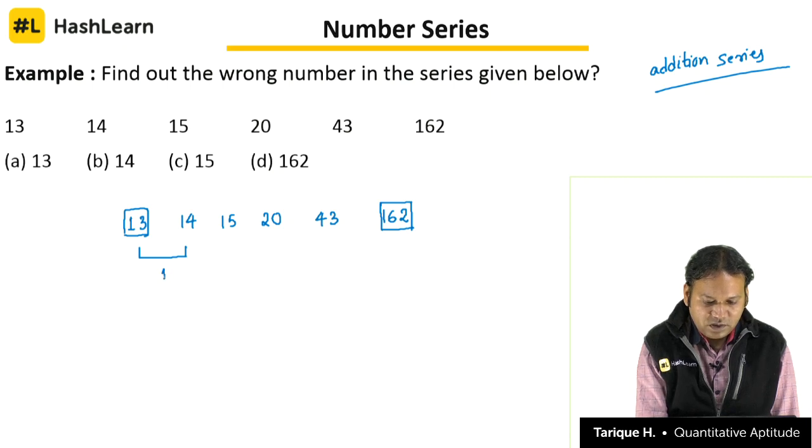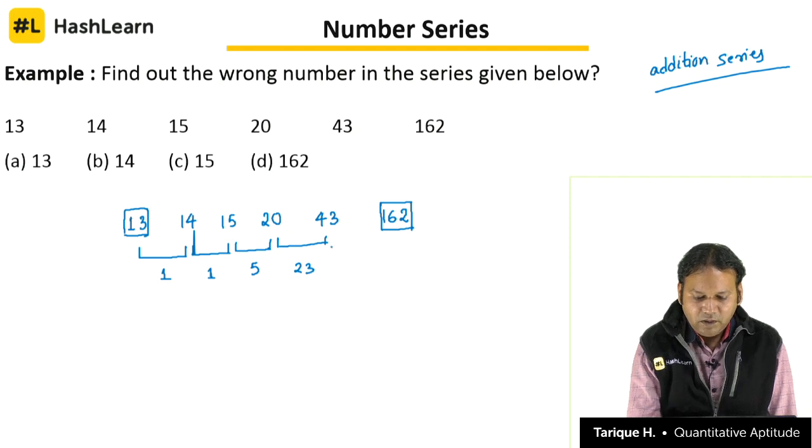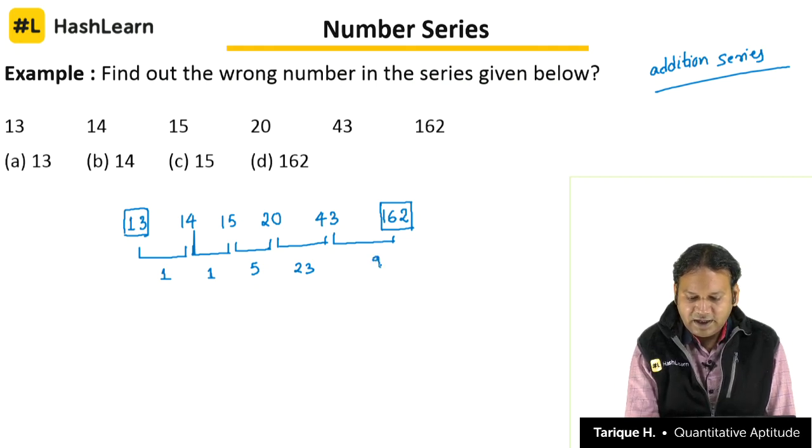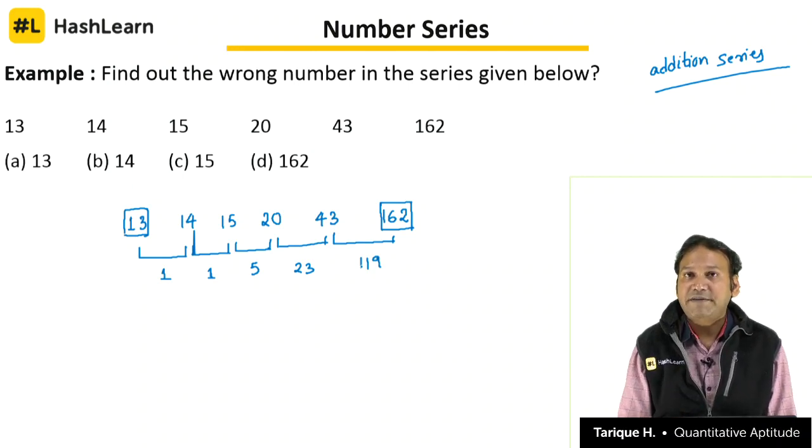13 and 14, the difference is 1. 14 and 15, also the difference is 1. 15 and 20, the difference is 5, and 20 and 43, the difference is 23. What is the difference of 43 and 162? So 162 minus 43 is 119. Can we find out something in these numbers here? 1, 5, 23, 119. Have we already seen something like this in the previous sessions that we have done?